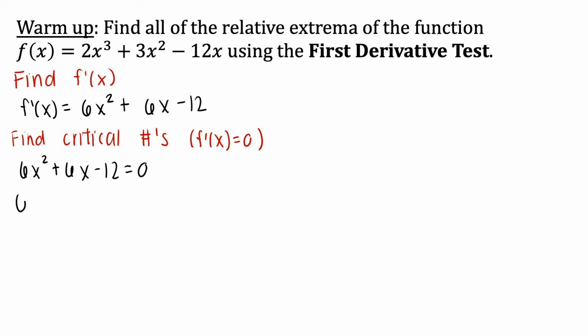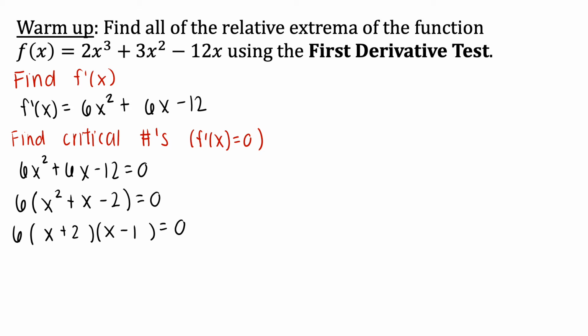Taking out that GCF, we get x squared plus x minus 2 equals 0, and factoring this, finding factors of negative 2 that add up to positive 1 would be positive 2 and negative 1. Setting each of those equal to 0, we get critical numbers at x equals negative 2 and x equals 1.